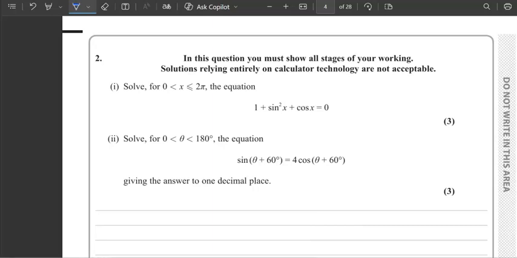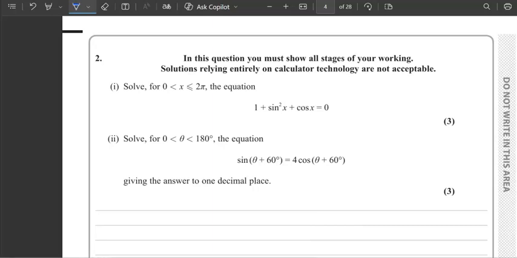And remember, question number 2, the instruction is quite clear that we must show all stages of our working. Also, the rule for Pure Mathematics 2 is that all the solutions must be expressed to 3 significant figures unless otherwise stated.